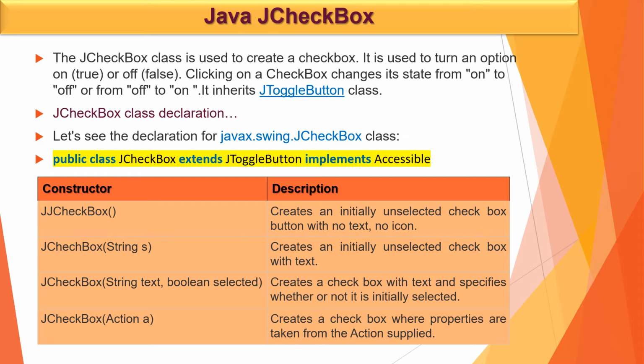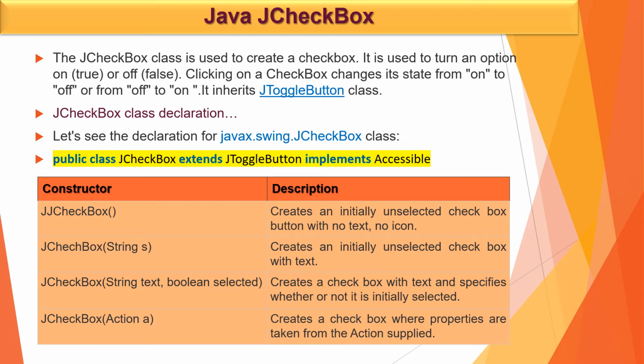Next constructor is JCheckbox with parameters, that is String text and boolean selected. Those two are the parameters. This will create a checkbox with text and specifies whether or not it is initially selected. So we can use the checkbox which is not initially selected, but we can select it directly with our button.